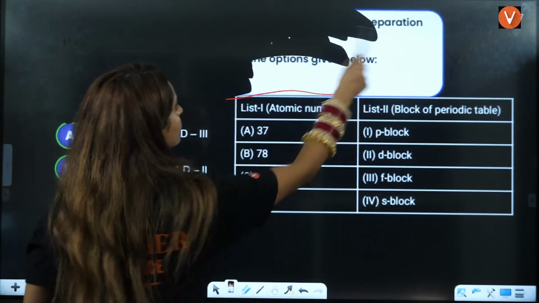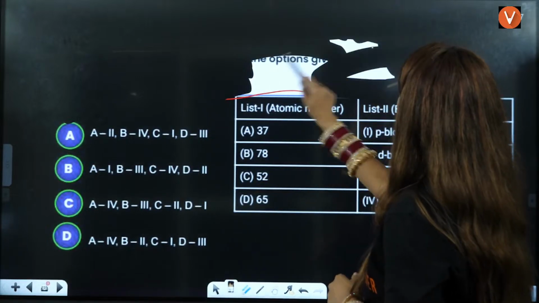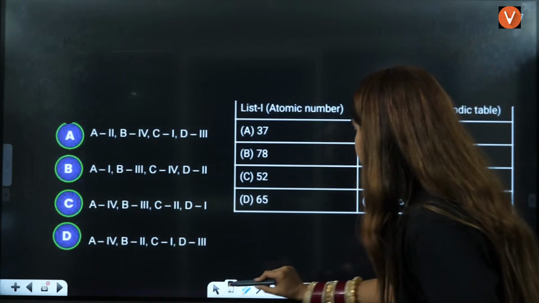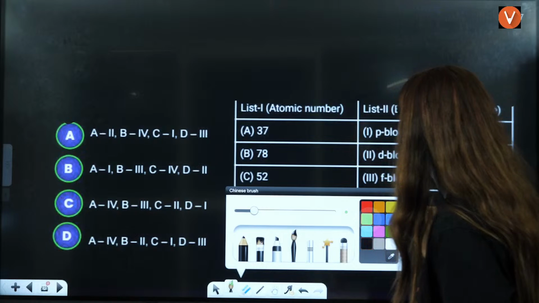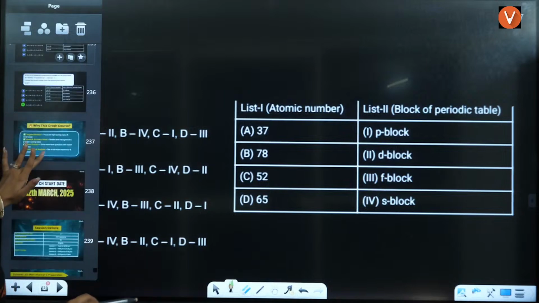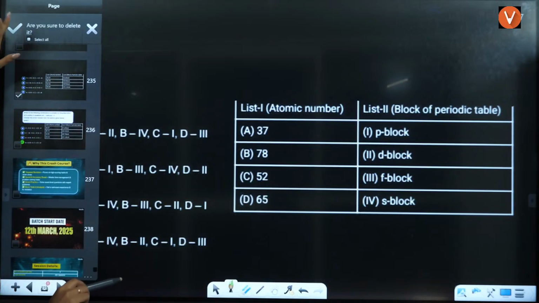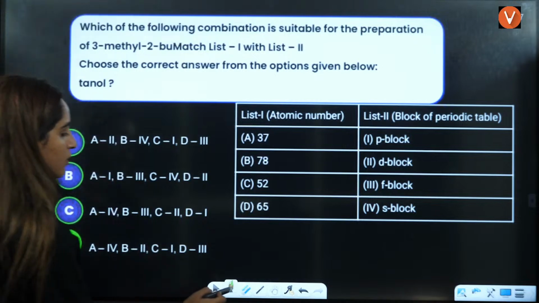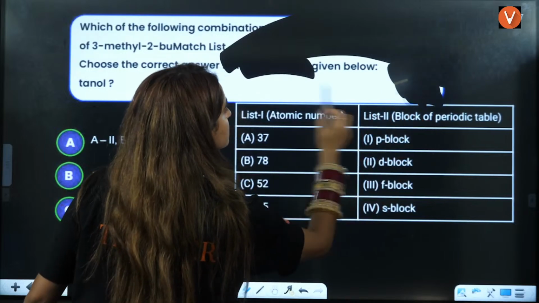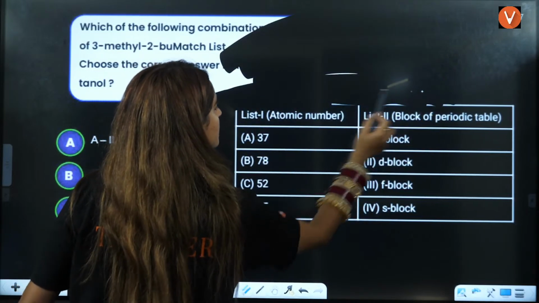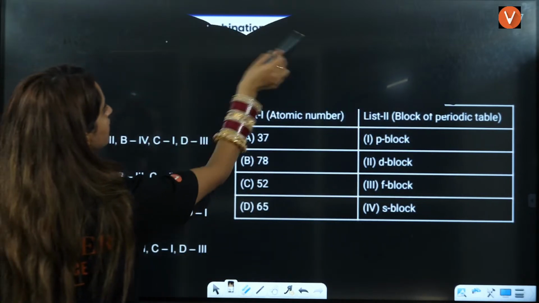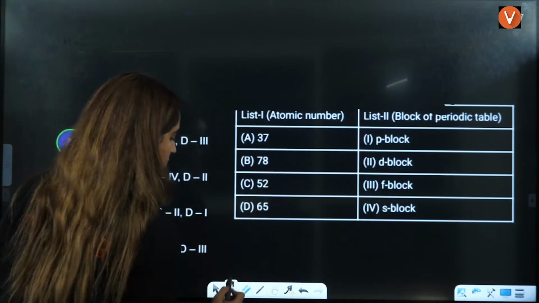So here, what you have to know, this question is from inorganic chemistry, where you have in the end 37 belongs to which one, 78 belongs to which one. I have to delete this. The question is incorrect, okay? So I'll just tell you what exactly we want to do here. Now it is complete.